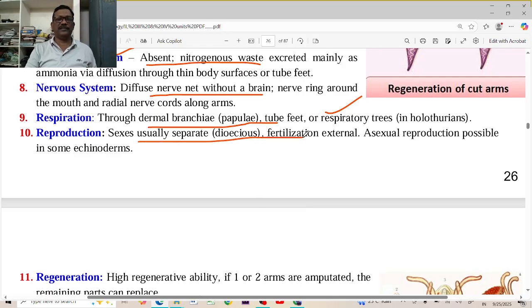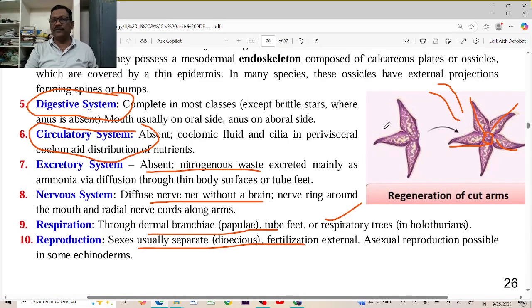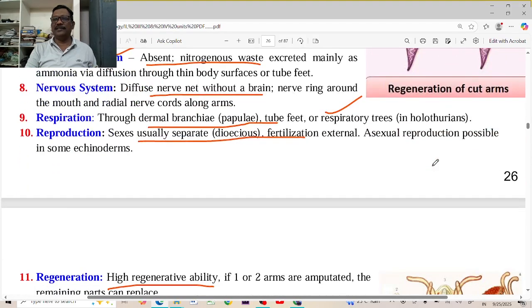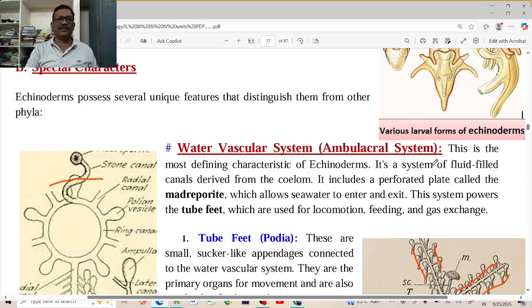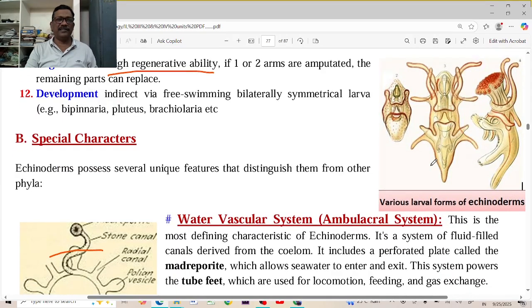Reproduction: the sexes are separated. Regeneration capacity is very high. If 2 parts out of the 5 parts are amputated, accidentally cut, they can develop the complete 2 parts again. That is the regeneration power. The regeneration power is high in the planaria, belonging to the platyhelminthes. Next, somewhat similar regeneration power we find in the annelids, nereis and heteronereis, and also in the earthworm. In echinodermata, we find high capacity of regeneration power once again.